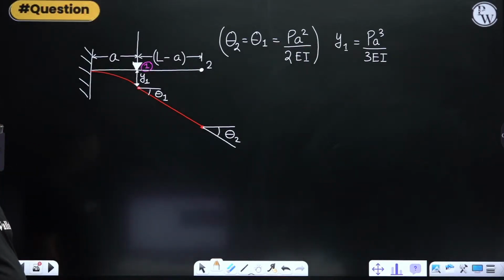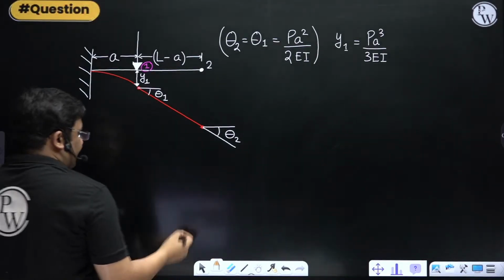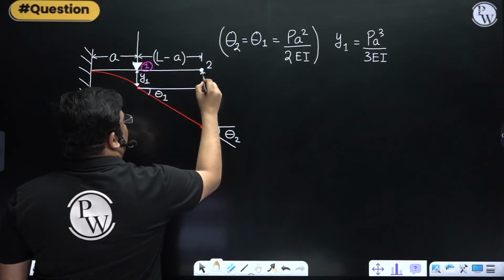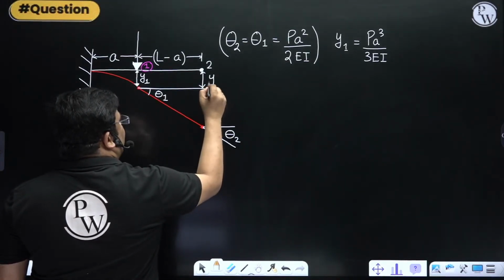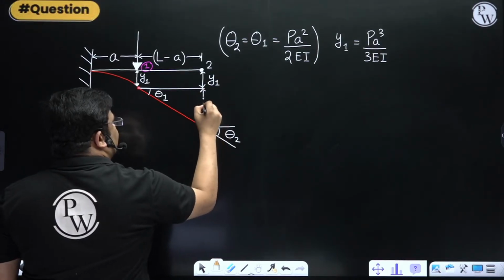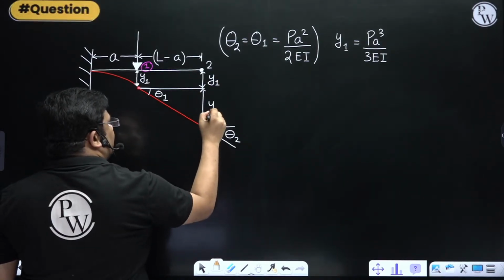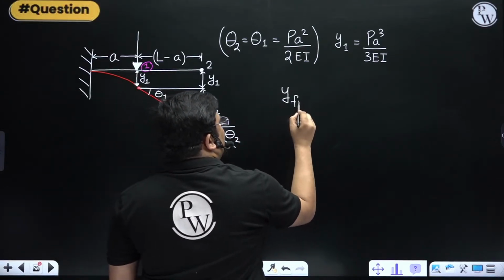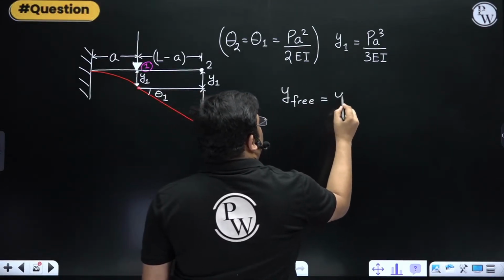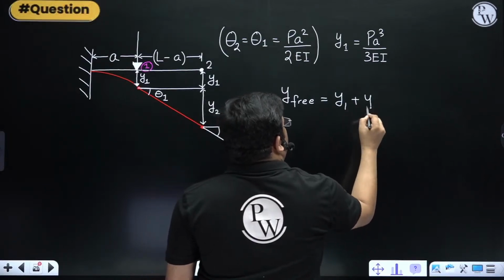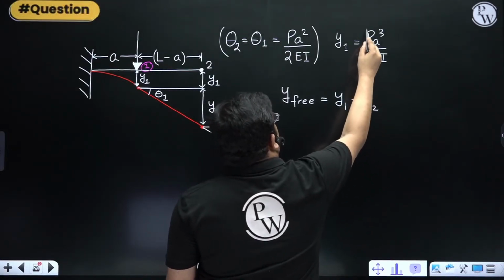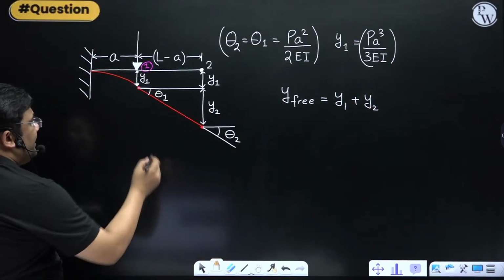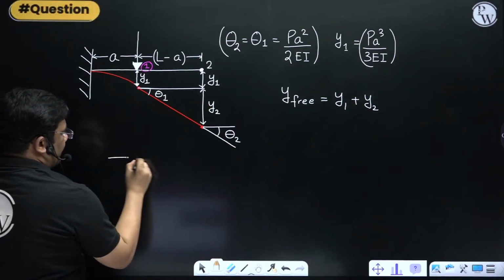But what about the deflection? Deflection won't be the same. How to find out deflection? Very easy. I will take this as y1 and this as y2. The deflection at the free end is y1 plus y2. y1 we have already found out. How to find out y2? Very easy. You take this triangle.